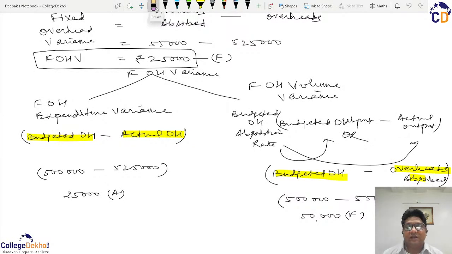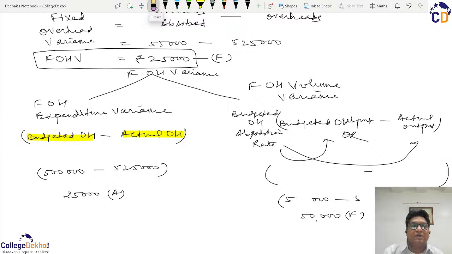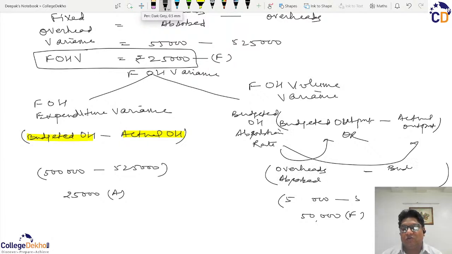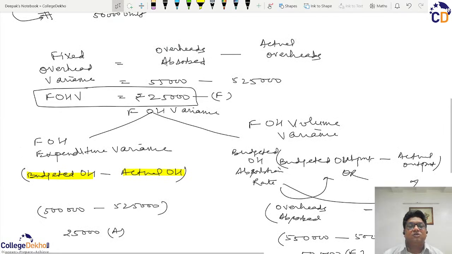And if I change it that way now, after discussing the concept, we will first write overheads absorbed and we will deduct the budgeted overheads from here. So if someone is eager to learn it in the form of plus or minus, then this figure will be 550, this figure will be 5 lakhs, and this way this will become favorable, in accordance with how we started in the original formula. That is why this absorbed was earlier, this absorbed is now again.